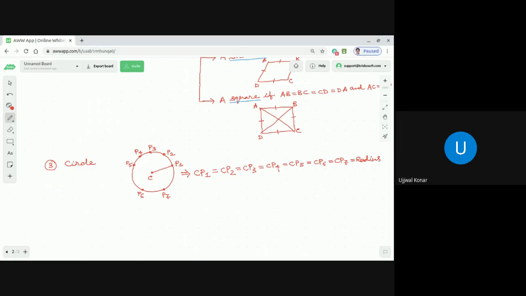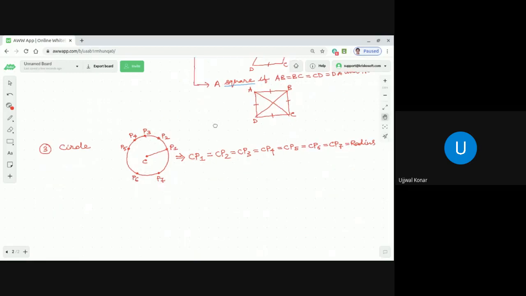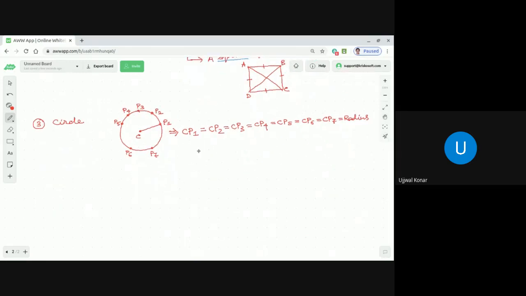Now, what is a circle? A circle is a curve traced out by a point such that it keeps a fixed distance from a fixed point. That fixed point is known as the center of the circle, and the fixed distance is known as the radius of the circle. Did you get that point, dear student? What am I saying? A circle is a curve traced out by a point.